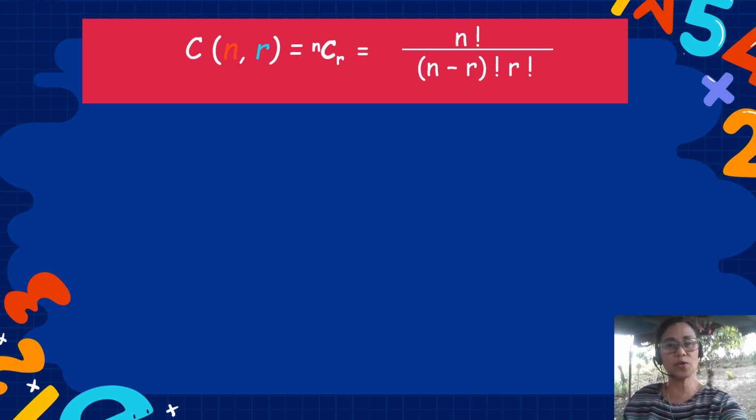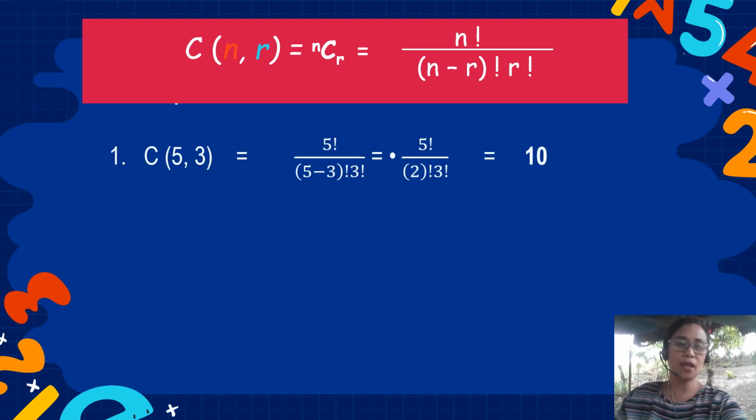This time, I'm going to show you how to use the formula N choose R, or nCr, in problem sets. So, example number 1, C(5, 3). Therefore, the value of N here is 5, R is 3. Substituting to the formula, this is N, that's R. So, 5 minus 3 is 2.